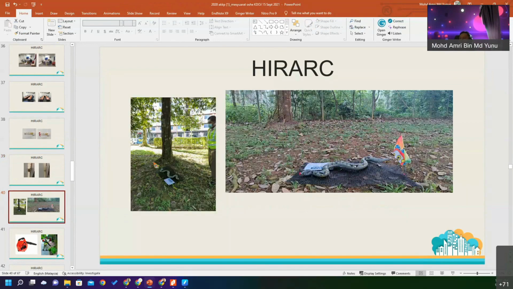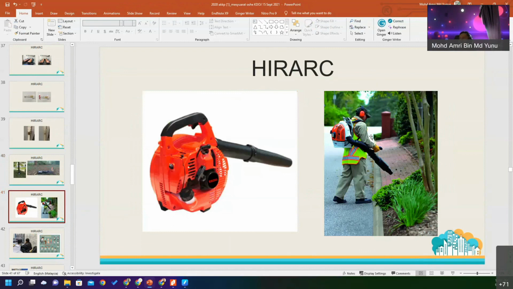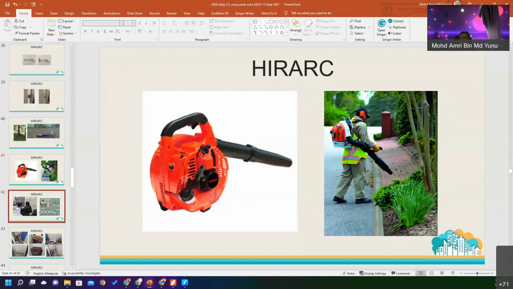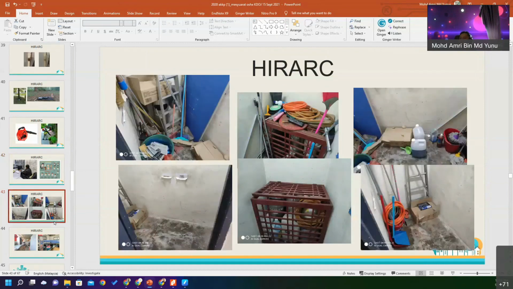So we try to use a dummy snake. This is what we had identified: a worker not using earmuffs. Okay, we have a report. Ergonomic. So we also report. This is also what they have identified in the storeroom. So everything is untidy. There was cleaning material on the top, so we quickly do the correction and clean it.